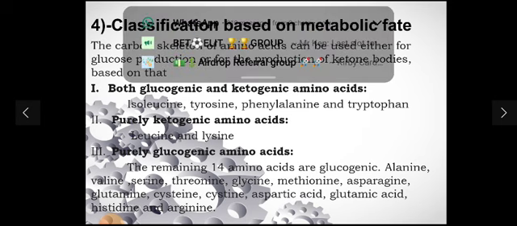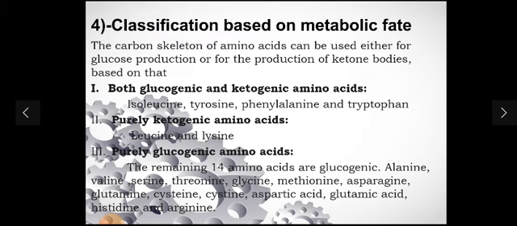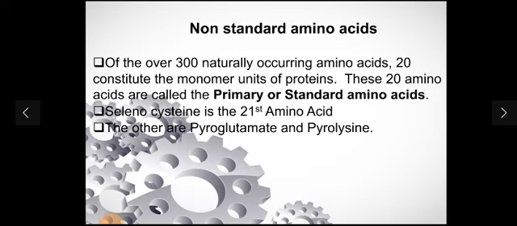Apart from isoleucine, tyrosine, phenylalanine, tryptophan, leucine, and lysine, the other 14 that remain are all glucogenic. So these are the ways in which we can classify amino acids.